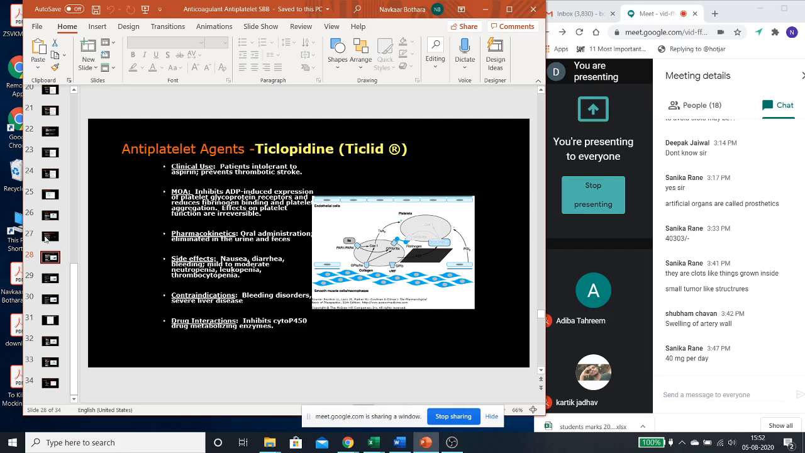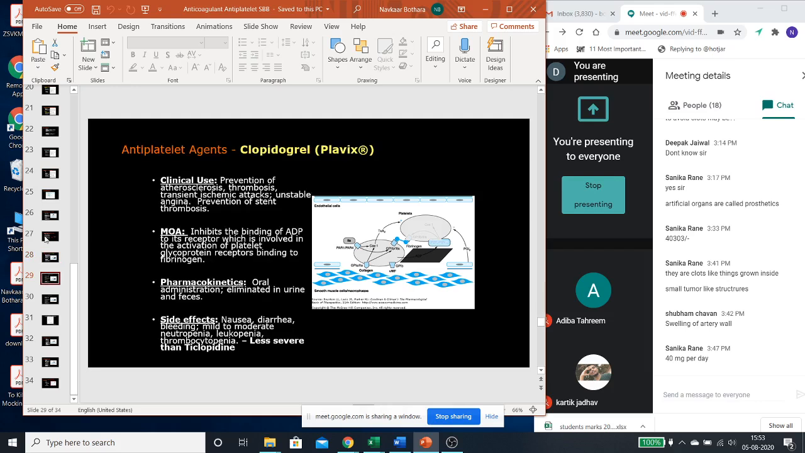Pharmacokinetics: it can be administered orally, and is eliminated in the urine and feces. Side effects are nausea, diarrhea, bleeding, mild to moderate. It can cause neutropenia, leukopenia, thrombocytopenia. Contraindications are bleeding disorders and severe liver disease. It inhibits cytochrome P450, so whatever drugs are metabolized by cytochrome P450, there can be drug interaction with them. So this is ticlopidine.